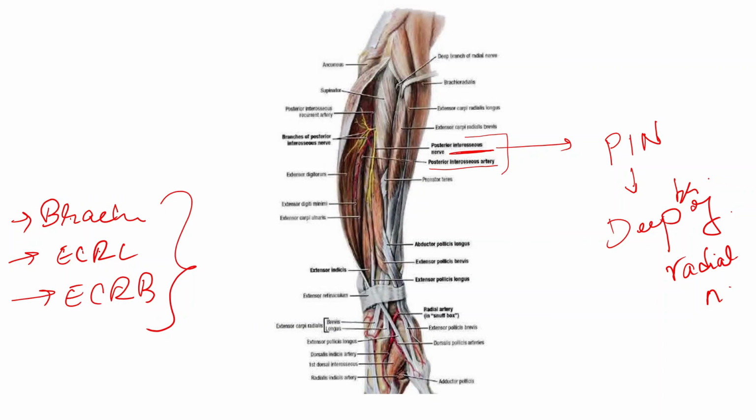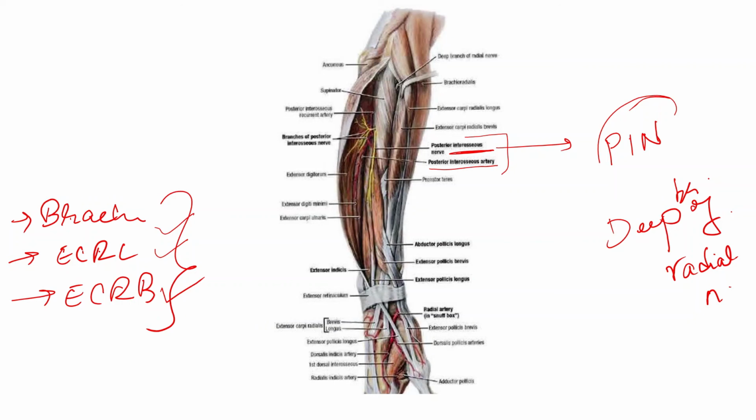Nerve supply of the posterior compartment is mainly from the posterior interosseous nerve, which is nothing but the deep branch of the radial nerve, except for three muscles, that is brachioradialis, extensor carpi radialis longus and extensor carpi radialis brevis, which are supplied by the direct muscular branches of the radial nerve. So this is about the nerve supply.